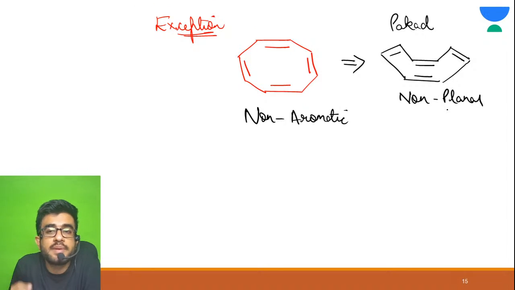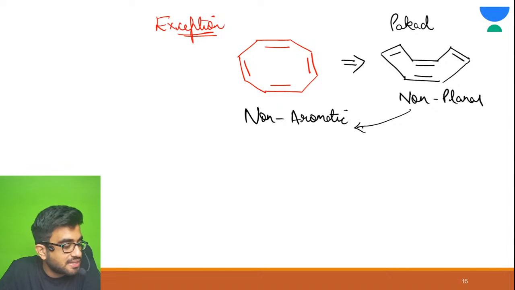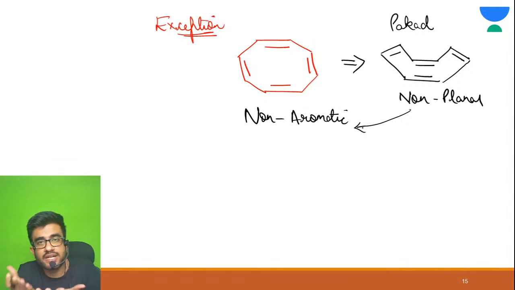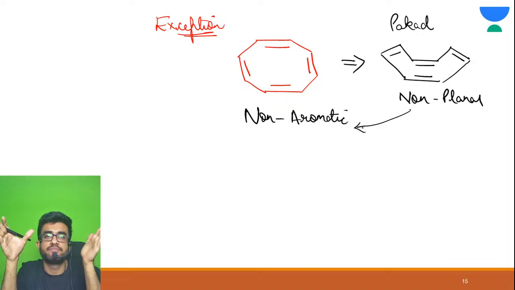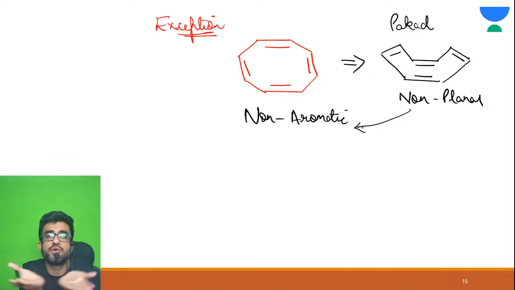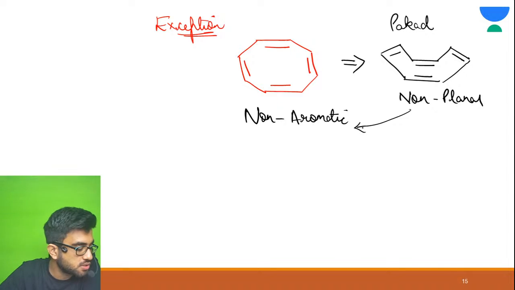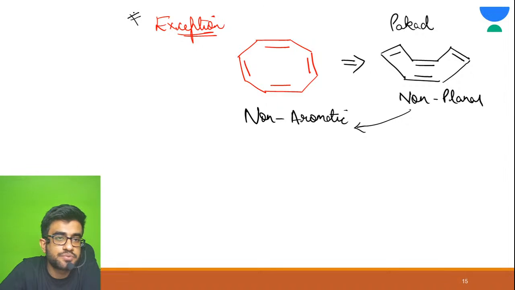If these are non-planar, they should be non-aromatic also. So if the ring size is 8 electrons or more, due to repulsions they come out of plane, and if they come out of plane, they become non-aromatic. Is this much clear to you? This was an exception. You need to remember this.